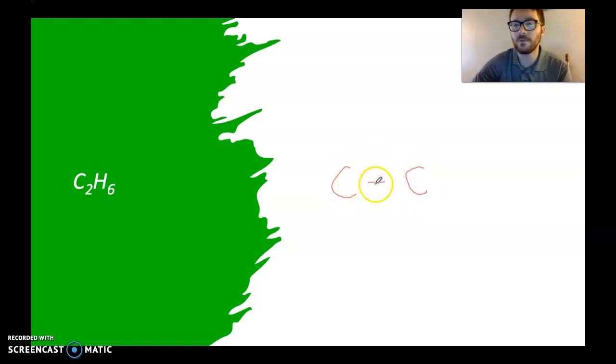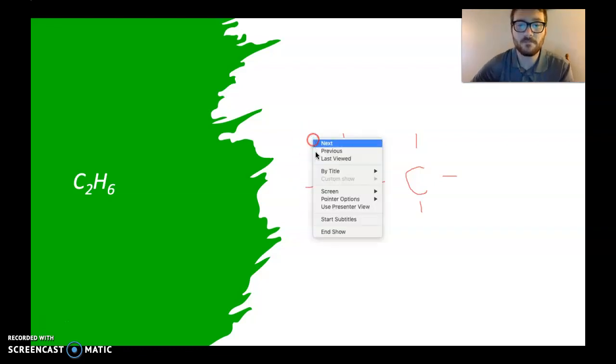Well, they already have 1 bond with each other, so here's 4 bonds for this carbon, 4 bonds for that carbon. How many hydrogen do we have? 1, 2, 3, 4, 5, 6. C2H6, also known as ethane, works out chemically, and we're all good.